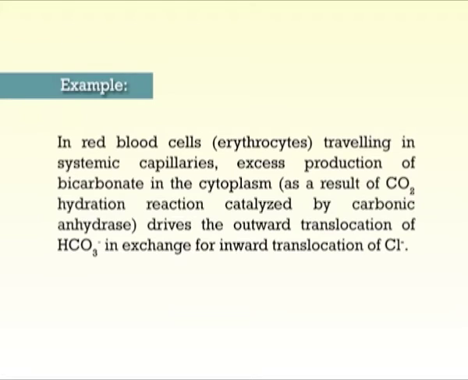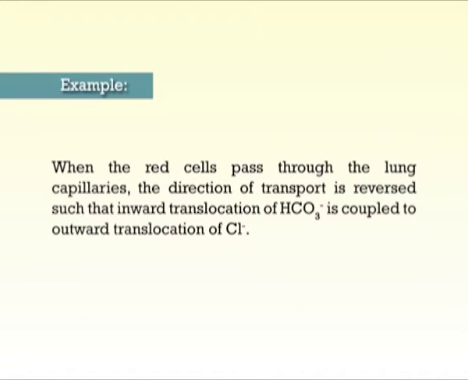The direction of transport by the chloride bicarbonate exchanger is governed by the concentration gradients of chloride and bicarbonate. For example, in red blood cells, erythrocytes, traveling in the systemic capillaries, excess production of bicarbonate in the cytoplasm, as a result of the carbon dioxide hydration reaction catalyzed by carbonic anhydrase, drives the outward translocation of bicarbonate in exchange for inward translocation of chloride ions. When the red cells pass through the lung capillaries, the direction of transport is reversed such that inward translocation of bicarbonate is coupled to the outward translocation of chloride ions.